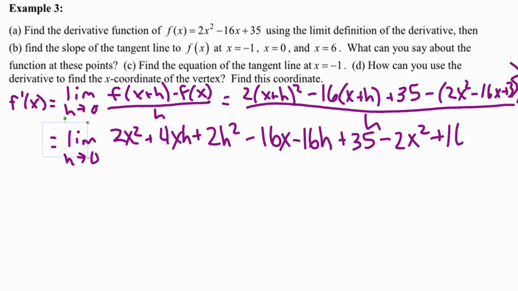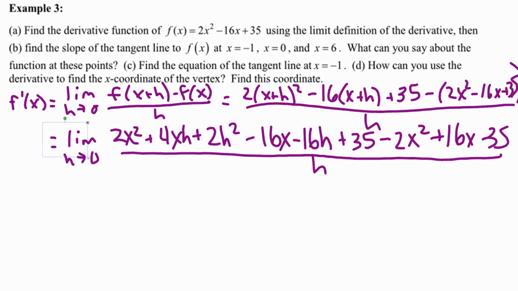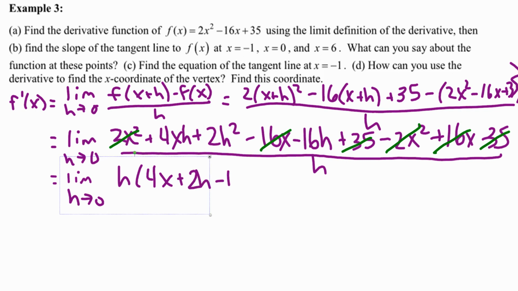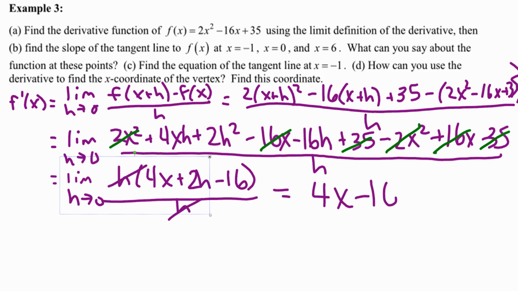Once you get to this point, you should see that a lot of things cancel out. If they don't cancel out, then you probably did something wrong. Okay, we have 2x squared cancels out, 35 cancels out, 16x cancels out. Everything you see should be left with an h. Okay, so factor out that h, and take the limit. So as h goes to 0, you get 4x minus 16 for the slope. So that is the derivative function f prime of x.